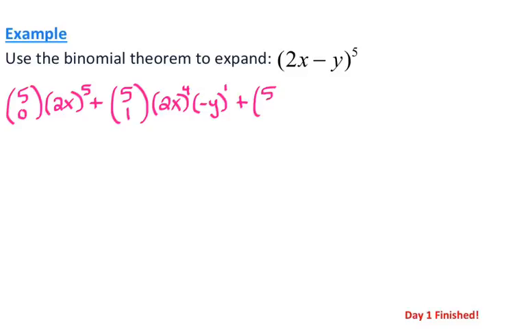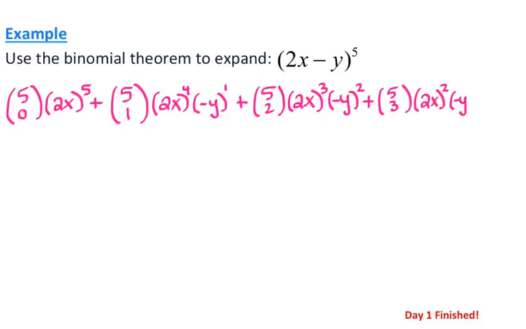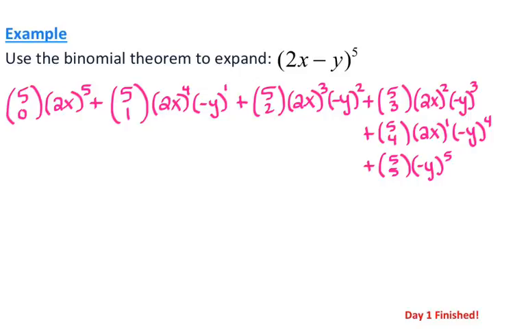Plus 5 choose 2, and then that's 2x to the 3rd, negative y squared, plus 5 choose 3, that's 2x squared, negative y cubed, oh, ran out of space, plus 5 choose 4, and then that's 2x to the 1st, negative y to the 4th, and then finally 5 choose 5. Don't have my 2x anymore, but I'll have negative y to the 5th.